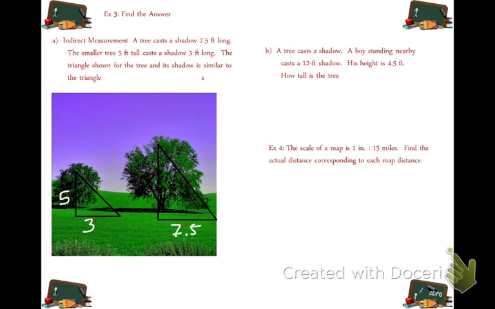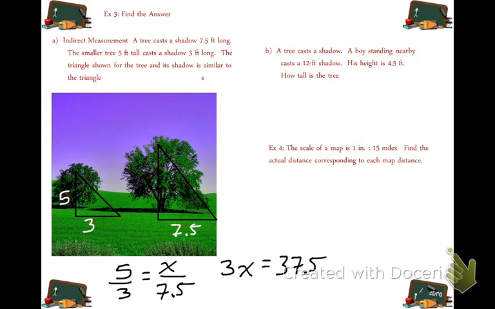So again, the height of the trees are proportionate to each other, so I'm going to have 5 over X. Because the smaller tree, the height is proportionate to the bigger tree. And the shadows are proportionate to each other. And then you do your math. So you do 3x equals 5 times 7.5. And that's 37.5. And then divide by 3. And that is 12.5 feet.